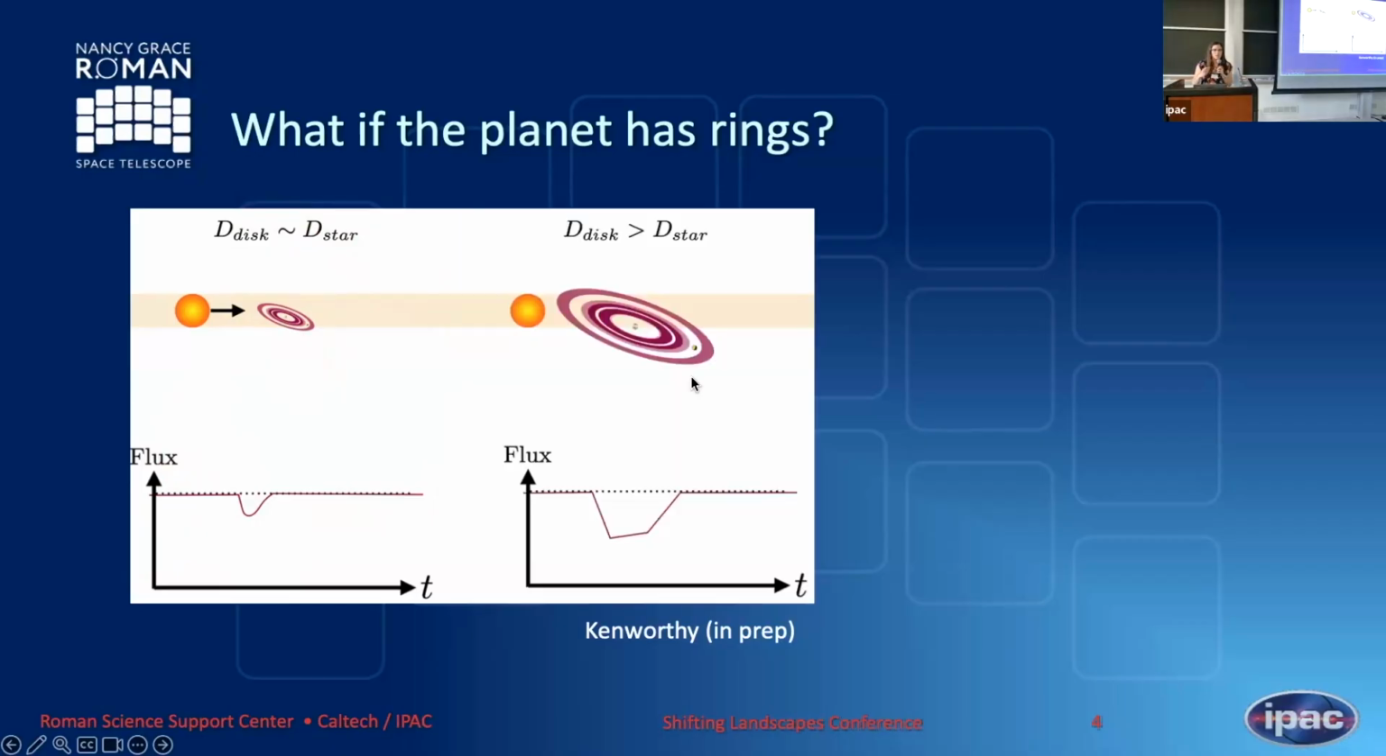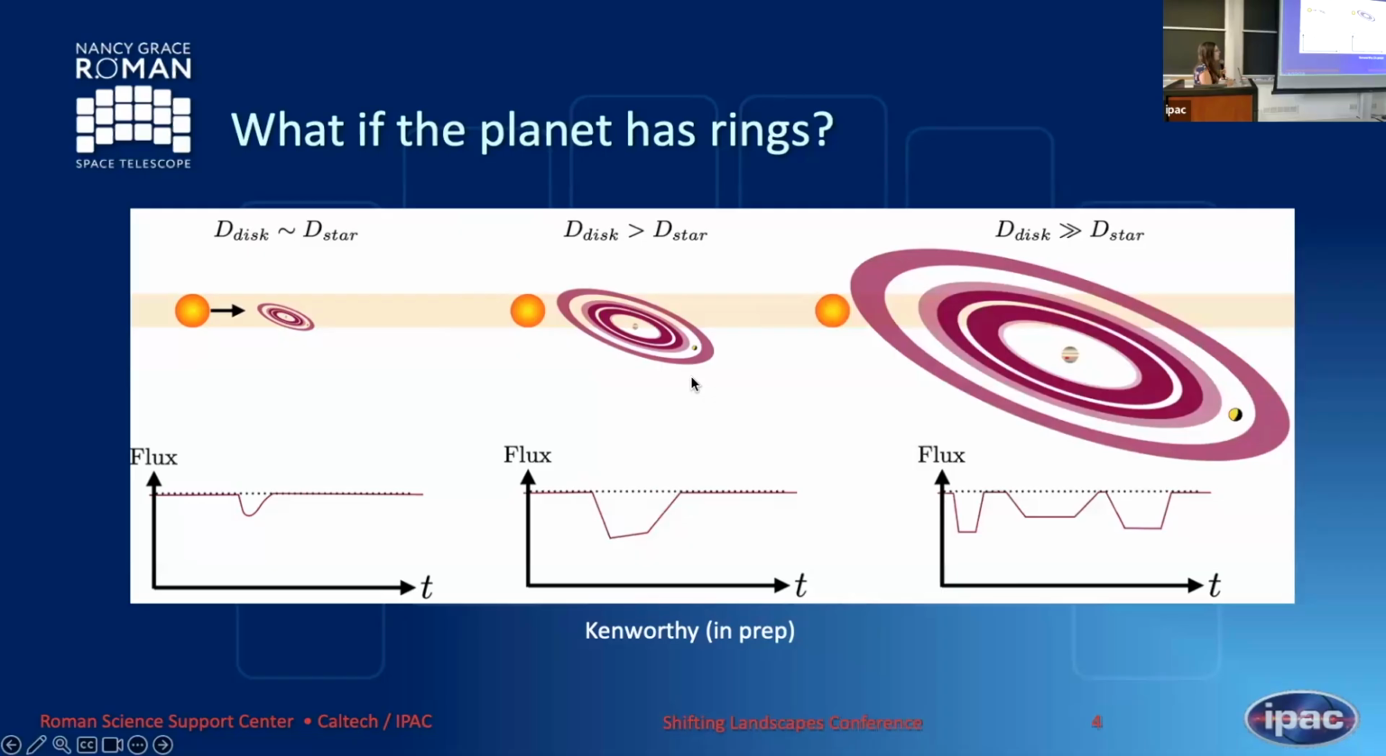If the disk is larger in angular diameter than its star, you will still see an asymmetric dip, but it will have a slightly different shape. And then in the most unusual cases, where you have a very, very large system, you will actually be able to see the structure as the system, the disk and the planet, pass in front of the star. You'll see actual dips from the rings themselves coming in and out of the transit.